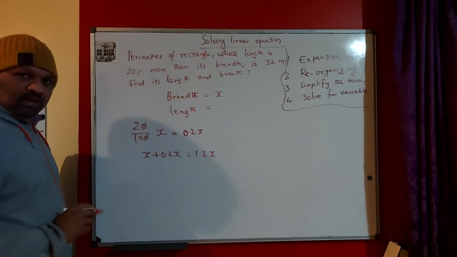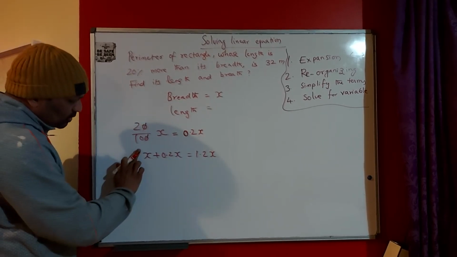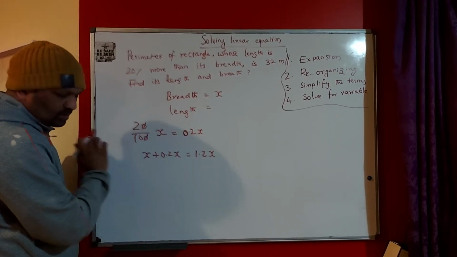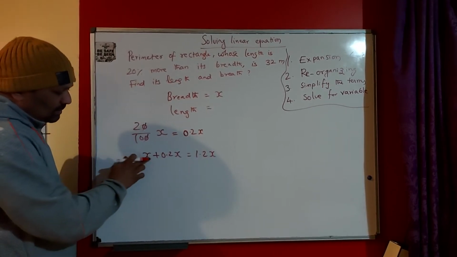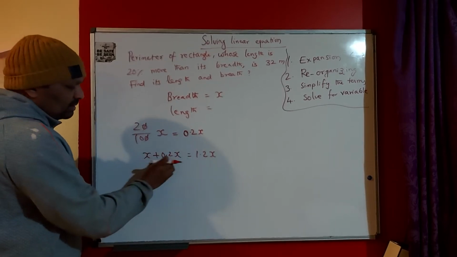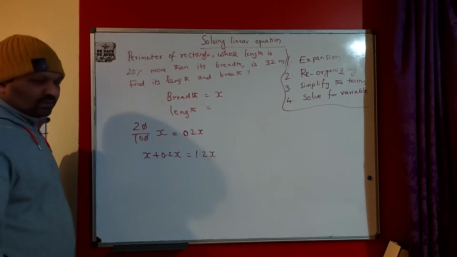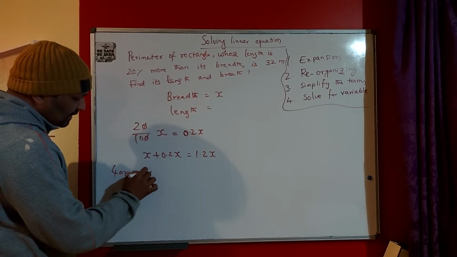Okay, these two are the terms having x in it. So in such case, whatever is the coefficient here, the coefficient of x here is 1, or the multiplier of x is 1. You just simply add this and put an x next to it. That's it. For example, I say 4 oranges plus 5 oranges.